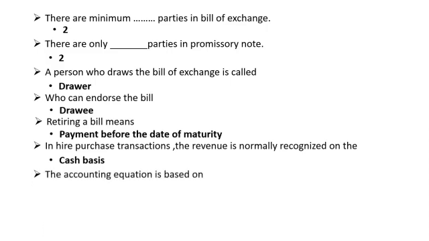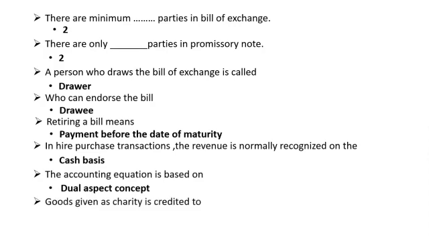The accounting equation is based on dual aspect concept. Goods given as charity is credited to purchase account. Del credere commission is paid to consignee to cover the loss due to bad debt.